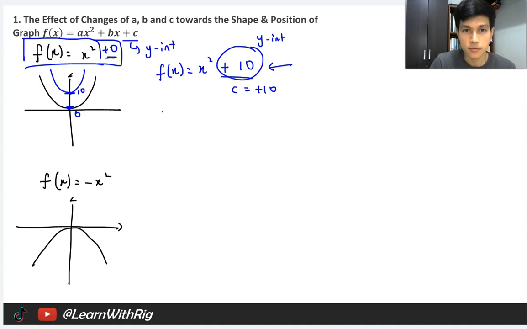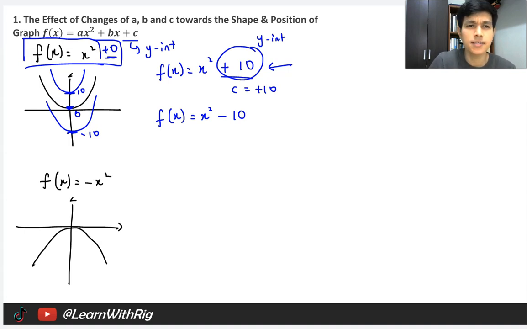Now, but what if it is a negative c value? So x squared minus 10. That means you're moving downward. So it's still a u-shaped graph because it's a positive a, but it's going to move downward. So it's going to look like this. So your y-intercept now is negative 10, right? So that is all the c value is telling you, whether you're moving up or down the y-axis. Okay, where is your new y-intercept?